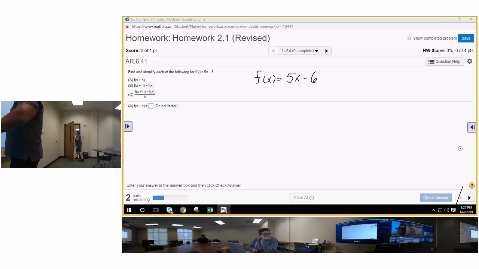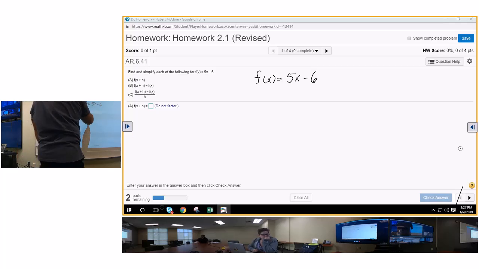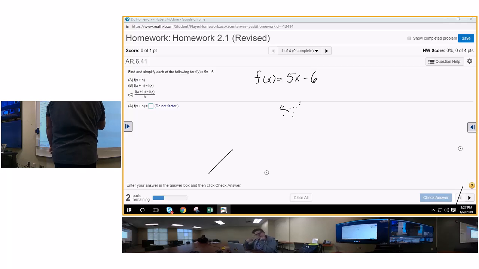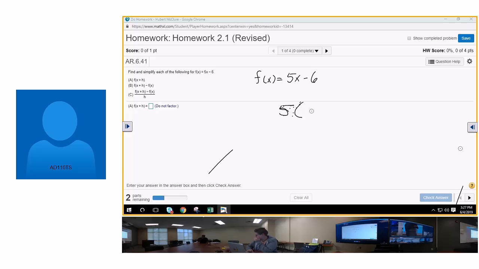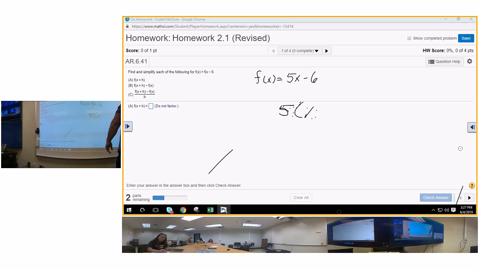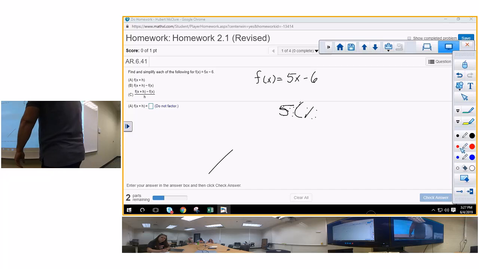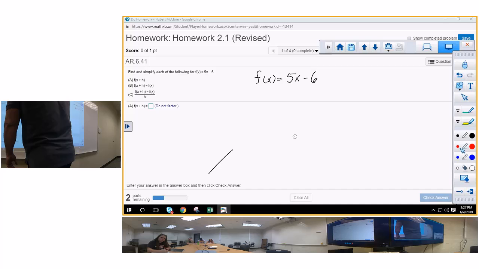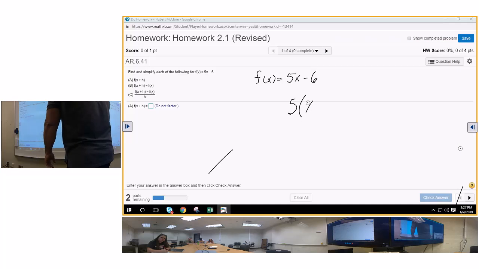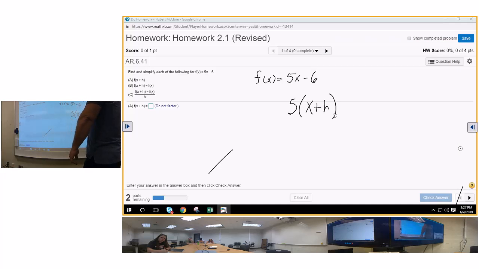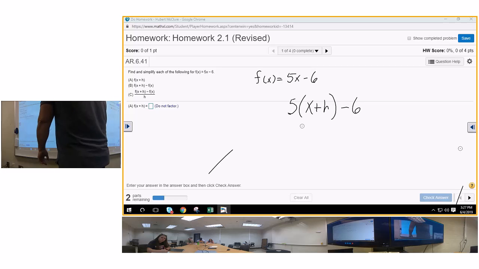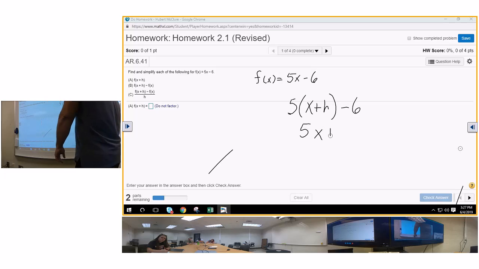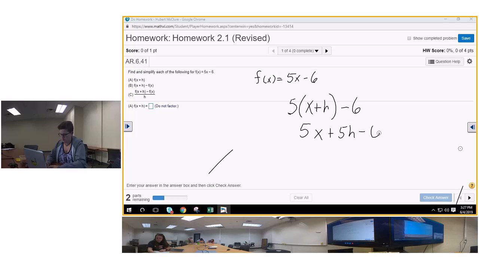Okay, so that would be this x plus h right here. You just plug in 5 parentheses x plus h. Okay, I don't know if this is going to make it or not. Five parentheses x plus h minus 6, and that would be 5x plus 5h minus 6.